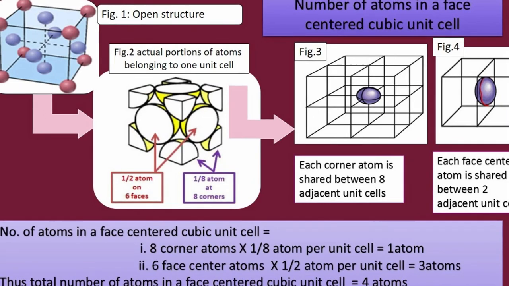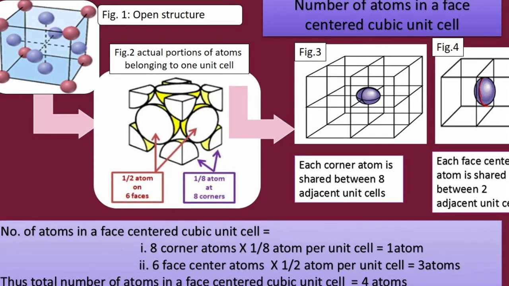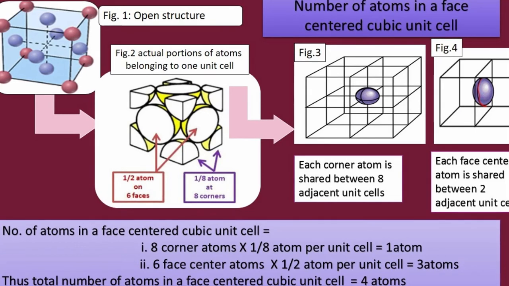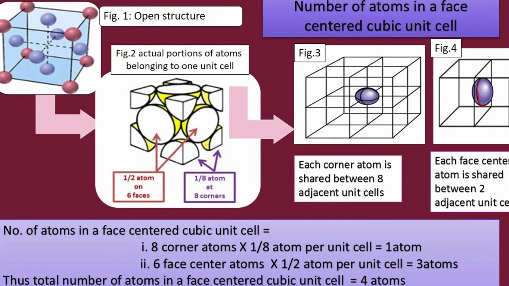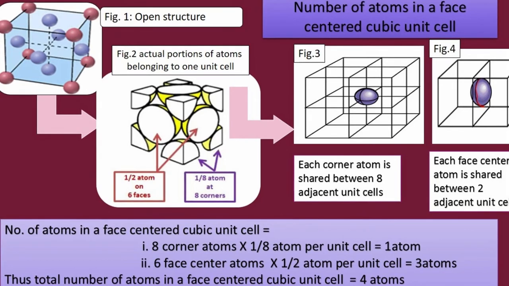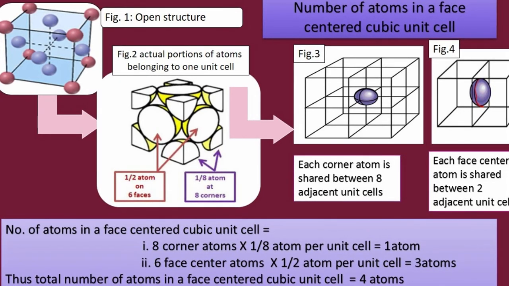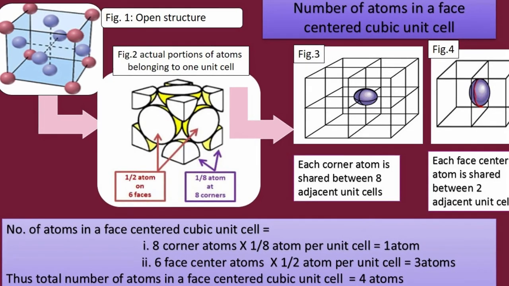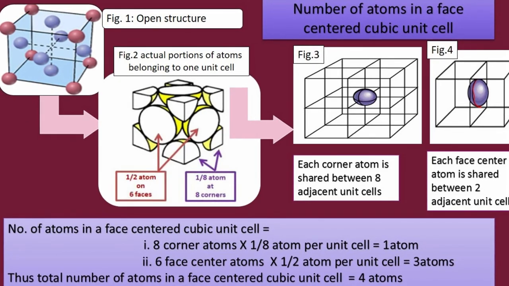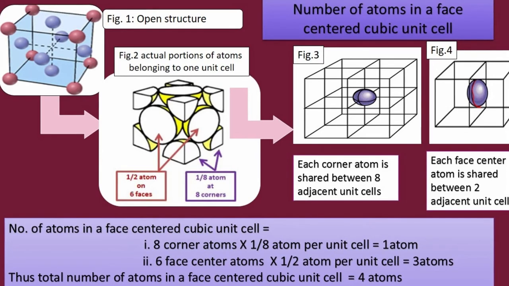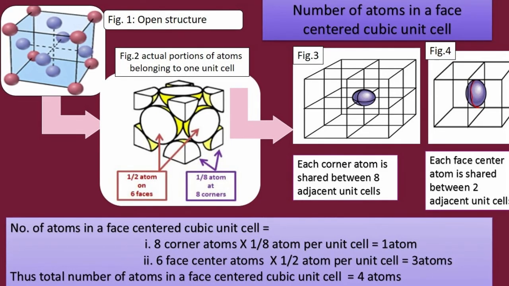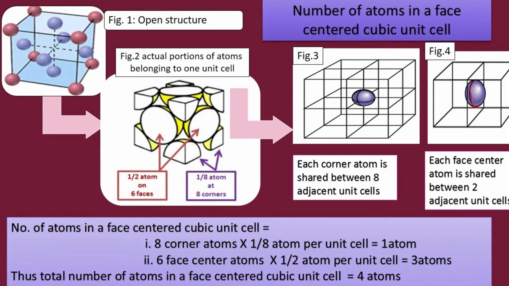Now, let us calculate the number of atoms in a face-centered unit cell. A face-centered cubic unit cell contains 8 corner atoms at the 8 corners of the unit cell and also contains 6 more atoms at the 6 faces of the unit cell. This is shown in figure 1, that is the open structure of the face-centered cubic unit cell. A unit cell of the face-centered cubic lattice is shown in figure 2. It is clear that the atoms at the corners contribute 1 by 8 of their actual volume, which can be seen in figure 3. In addition, there are 6 atoms at the 6 faces.